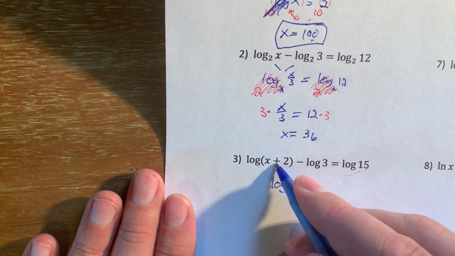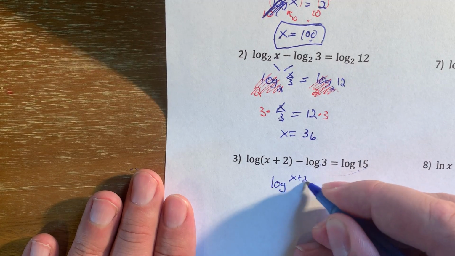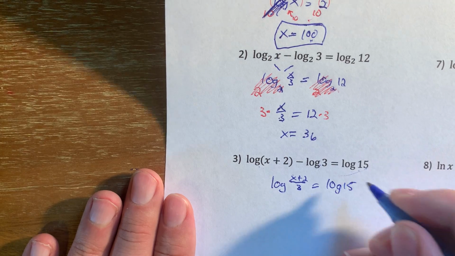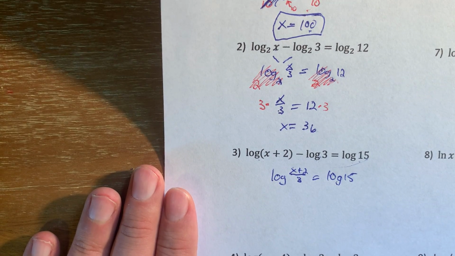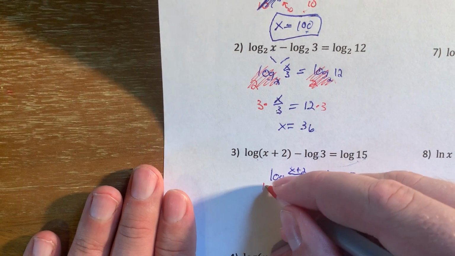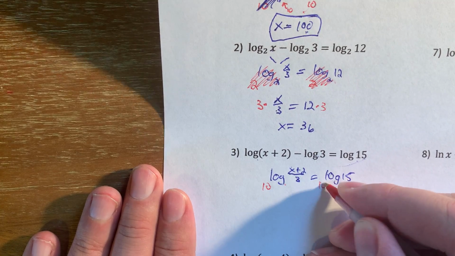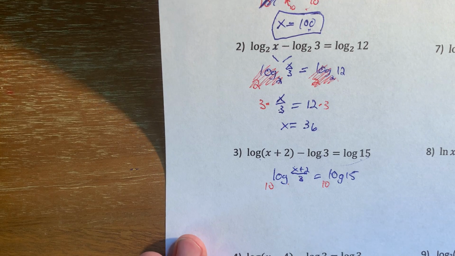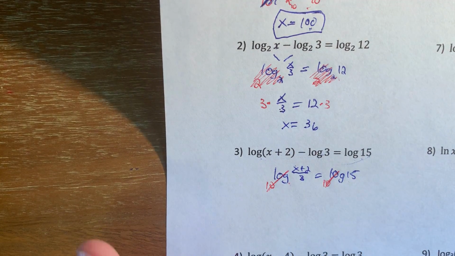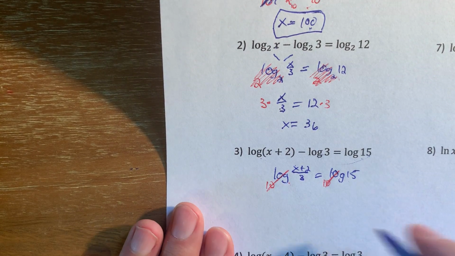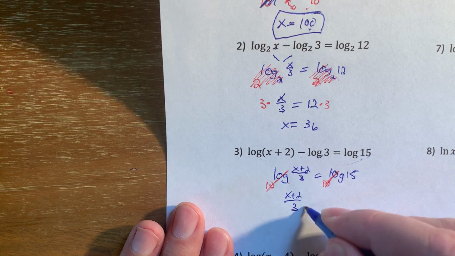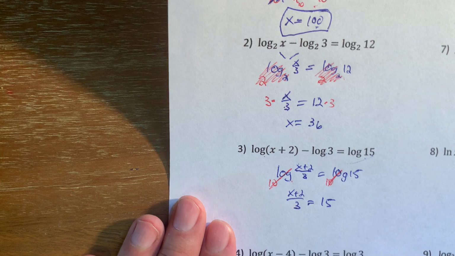We're going to do log of, these are subtracting, so it's x plus 2 divided by 3 equals log of 15. To cancel out the log, we need to do 10 to the power of both sides, because this is a log base 10. It doesn't say the base, so it's automatically base 10. So that will cancel out the logs on both sides. Well, that's nice. There's a lot of ones that are canceling out the logs on both sides here. So x plus 2 divided by 3 equals 15.